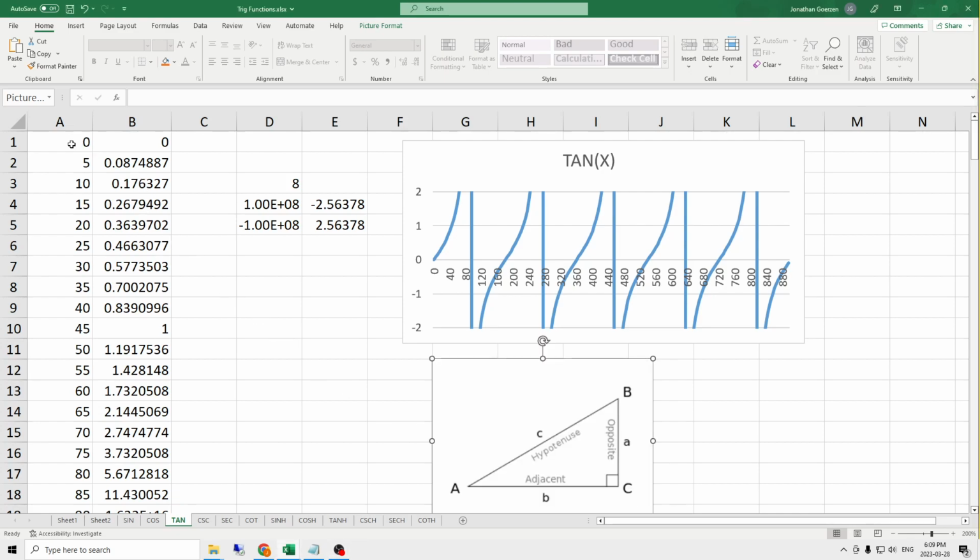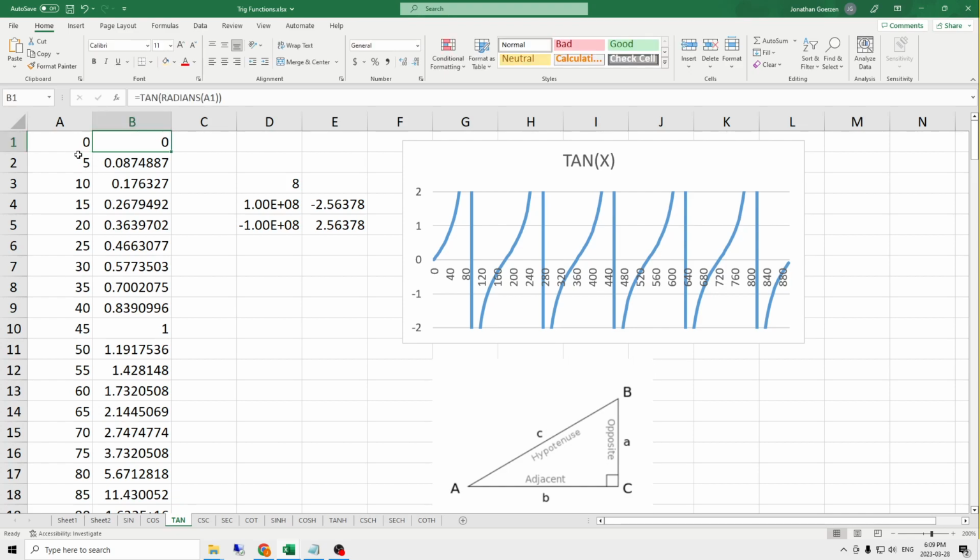In order to show this, I have generated a sequence of numbers from 0 to something. Because I assume it to be in degrees, I'm an engineer, I've taken column B and converted my degrees to radians, and then taken the tangent of that angle. You can see that at some values, this is ill-defined, or it explodes. It goes to very, very large numbers.